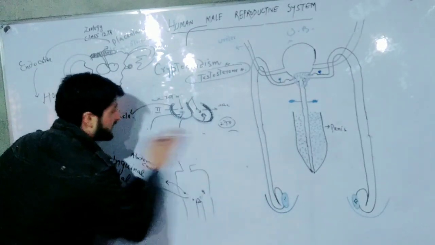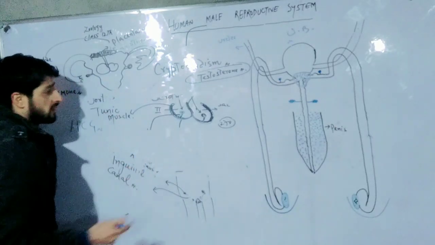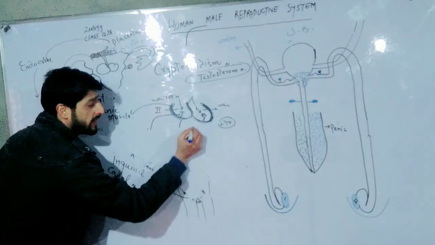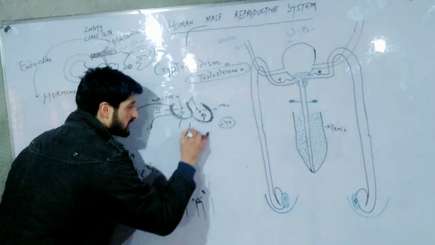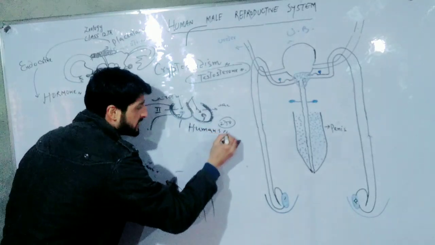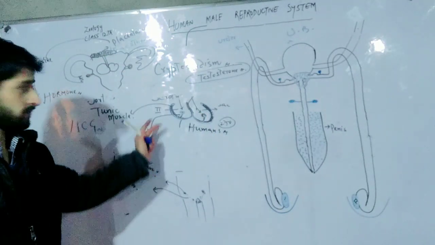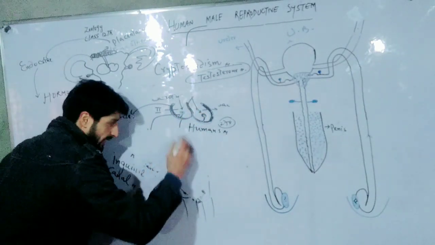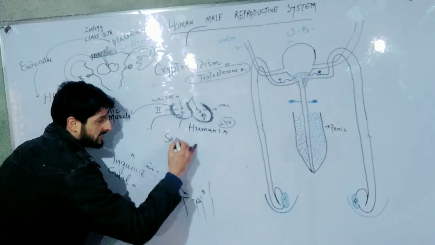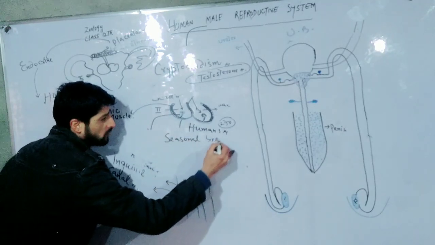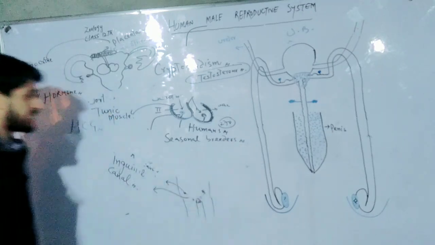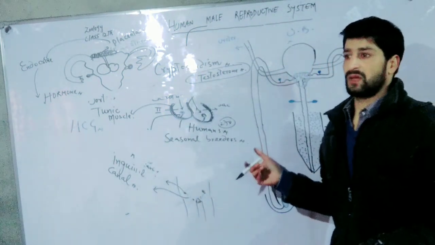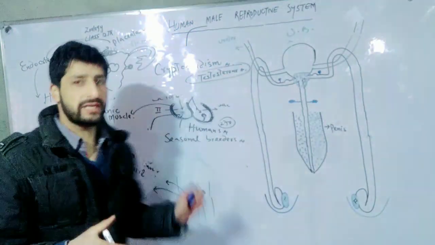Let me add one more point here. In humans and certain other mammals, these testicles always remain hanging in the scrotal sacs. But there are certain animals which are called seasonal breeders. Seasonal breeder here means those organisms which can reproduce, which can copulate, at a particular season of the year.